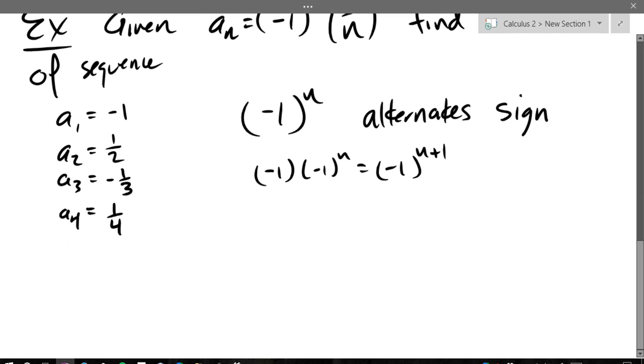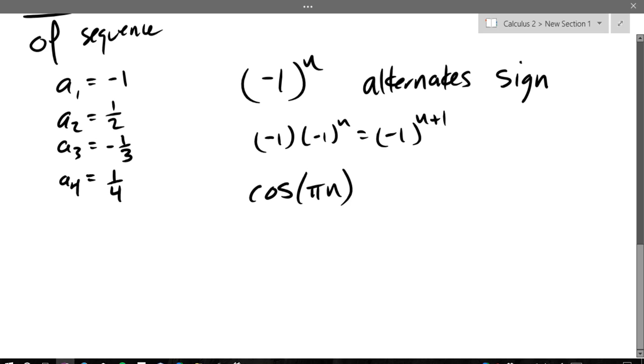There are some other weird ones you can use. I think cosine of pi n works. That's another one. What is cosine of 0? 1. Cosine of pi, negative 1. Cosine 2 pi is 1. Cosine 3 pi is negative 1. So this is sort of a sneaky way to alternate signs as well. So this will alternate between negative 1 and positive 1. So all these right here are ways to alternate signs.